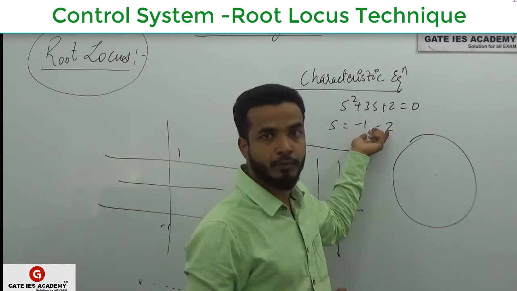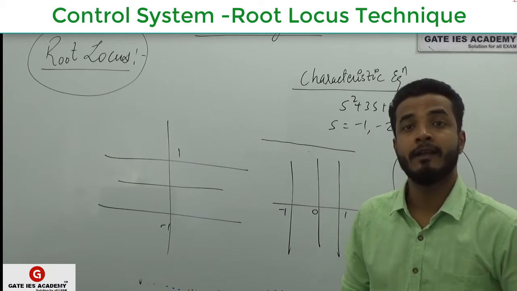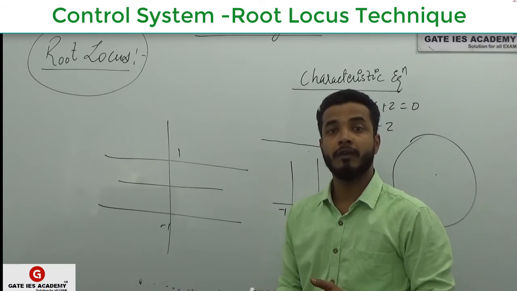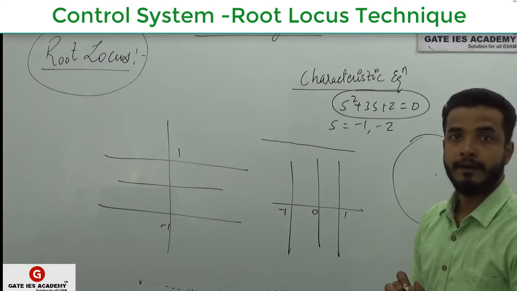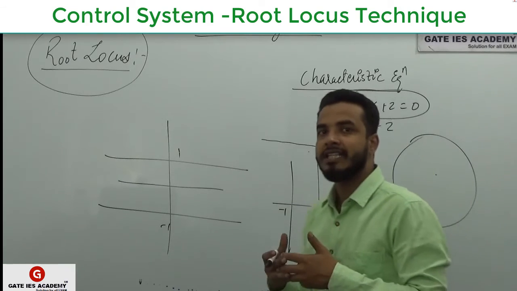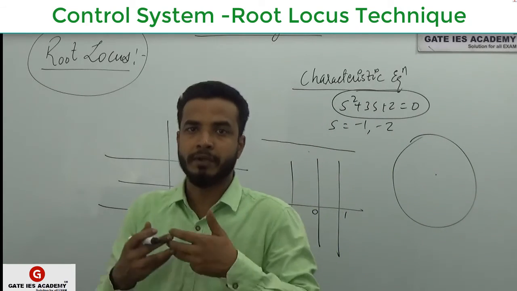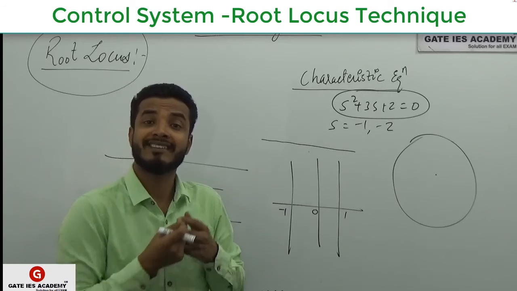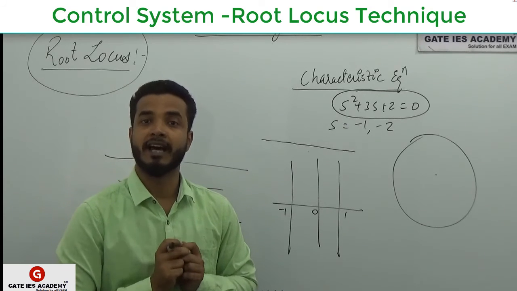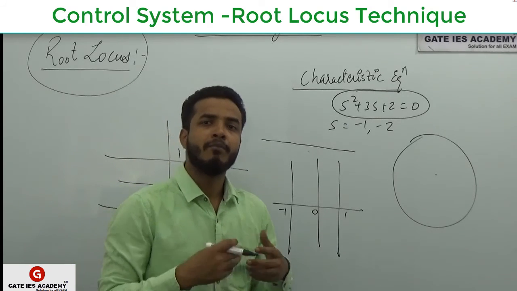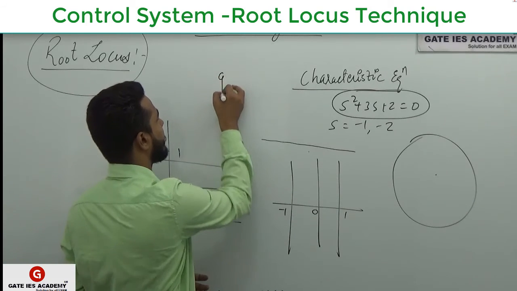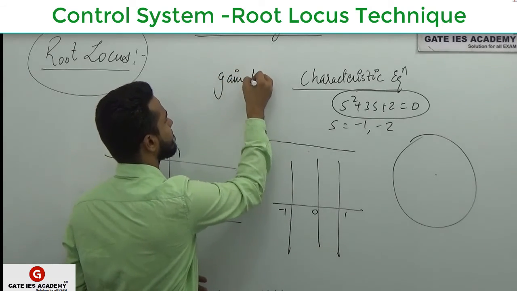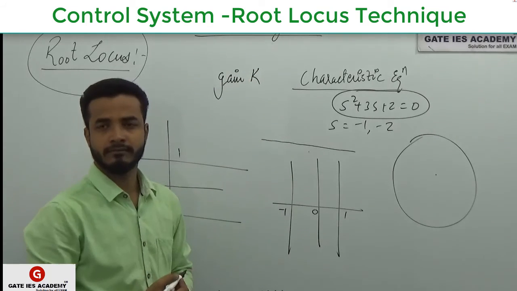You cannot connect those points until you have an independent variable which can vary the root locations. So now if you want to see the variation of the roots with respect to any independent variable, you have to assign one independent variable. And the most common independent variable in the system is known as the gain K.